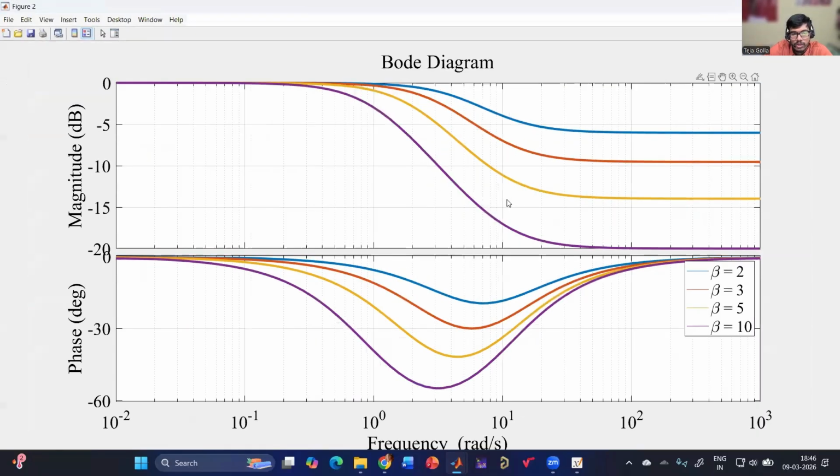So if you see over here, this Bode diagram, for beta equals 2, the phase lag is lesser, and for beta equals 3, the phase lag is more, just like the opposite of what we have achieved in the lead compensation. And for beta equals 10, phase lag is the maximum, just the opposite of what we are getting in the lead compensation. And here it will start with 0, and then here it is ending at a certain gain. If you calculate that, that will be 20 log 1 by beta.